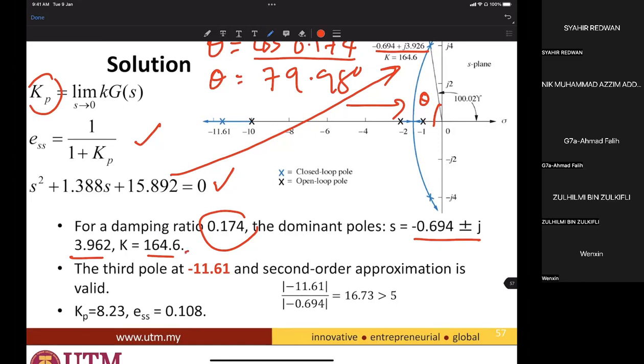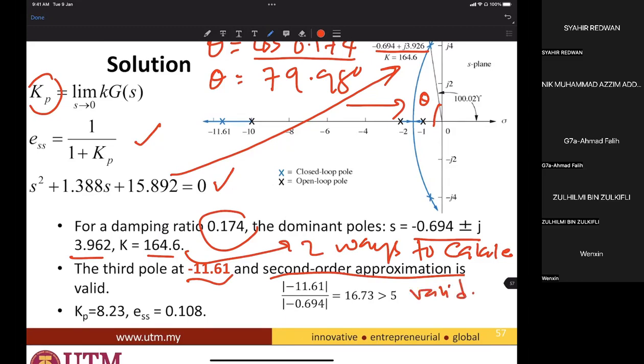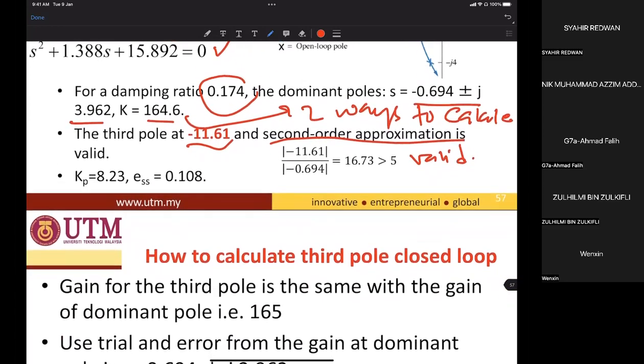So the third pole is minus 11.61. So the second order approximation is minus 11.61 divided by 0.694, which is 16.73, greater than 5. So second order approximation is valid. And therefore the Kp is 8.23 and steady state error is 0.108.